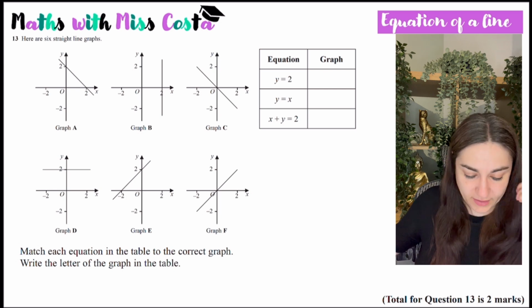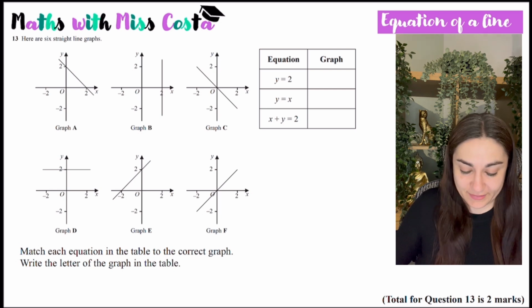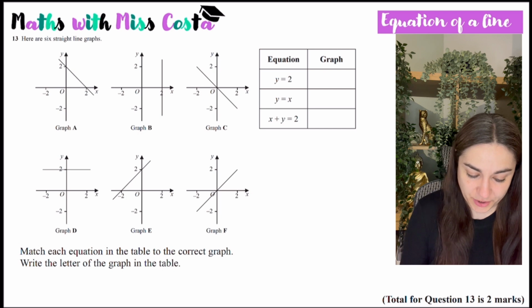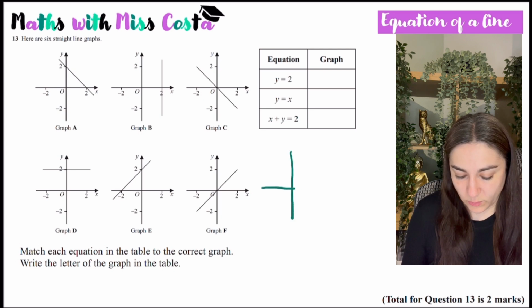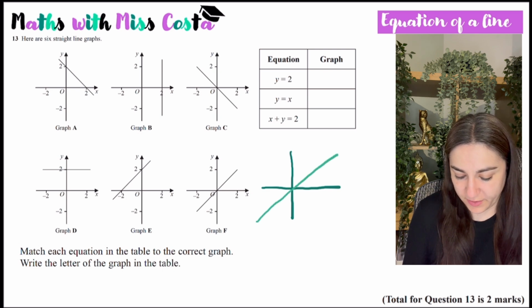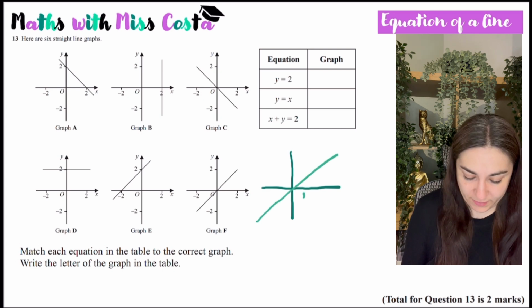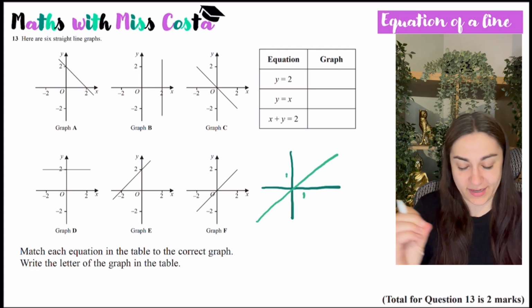Okay, next I've got equation of a line. So there are some lines that we just need to know. And that would be the line y equals x. So it's a very simple straight line that goes through 0, 0. And essentially what it means is that whatever the x coordinate is, the y coordinate is the same. That is why y equals x.